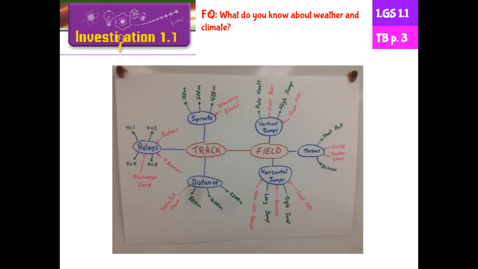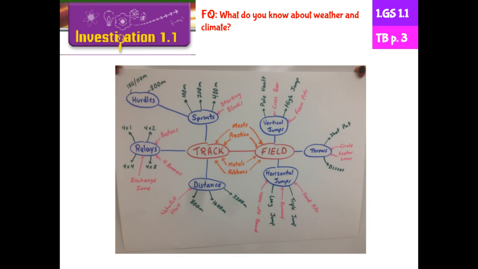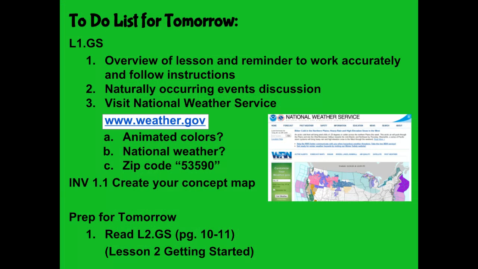And then after I got to thinking about that some more, I thought, I know something I forgot. So to the top left, I added hurdles, the 110 meter hurdles, the 300 hurdles. And in the middle, I thought, there's so much more I could add, like meets, practice, medals, ribbons. And I could keep adding more and more. You're going to do the same thing with weather and climate. So a lot of things to get done today.